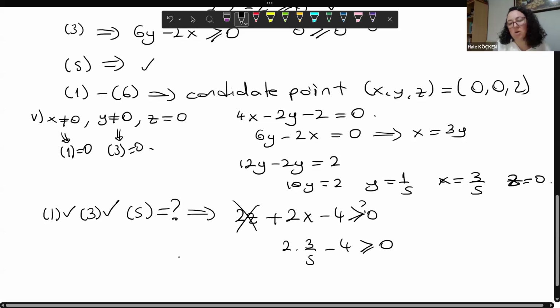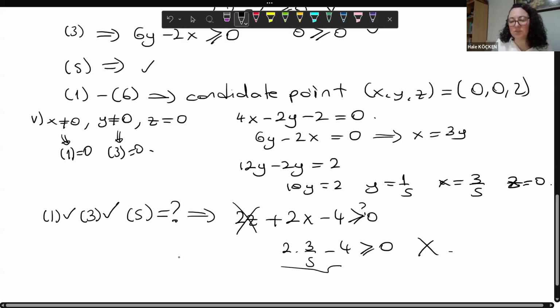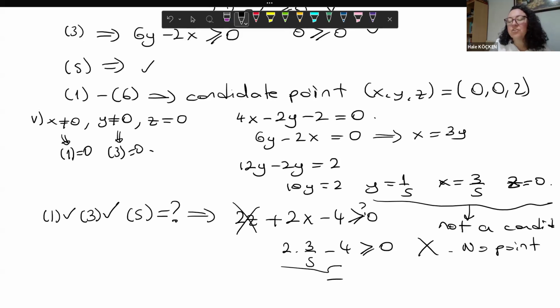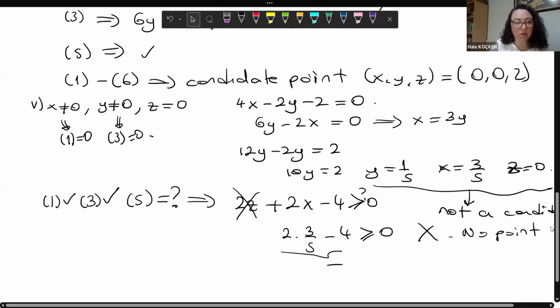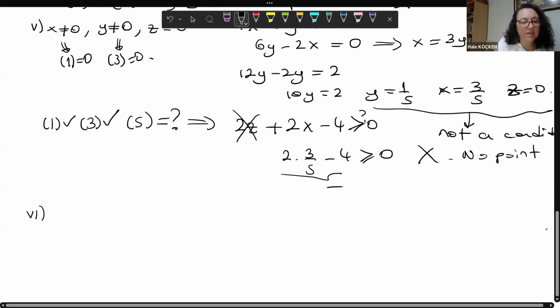6 over 5, no. It does not satisfy. The part here is a negative thing. I didn't calculate, but it's negative. Negative cannot be greater than 0, so no point, okay? No candidate point. So this point is not a candidate, because it doesn't satisfy the fifth inequality. It is enough to eliminate the corresponding point if at least one of them is not satisfied. Anyway, this was case 5, now case 6.